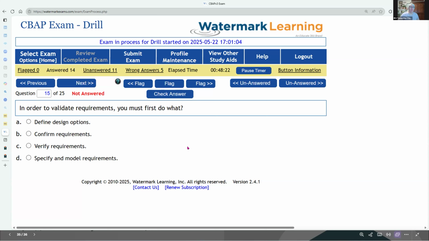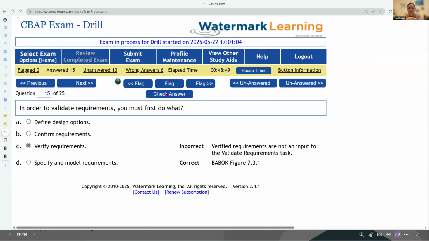Okay, in order to validate requirements, what must you do first? C, verify requirements. Or D, specifying models. If you don't have them written down, it's hard to validate them. Yeah, true. The C. You got to write them down. Why is C wrong? Because it is in fact correct. So C is done after D, but it doesn't precede validate requirements. Right. You verify first, then you validate. No. You can do them concurrently.